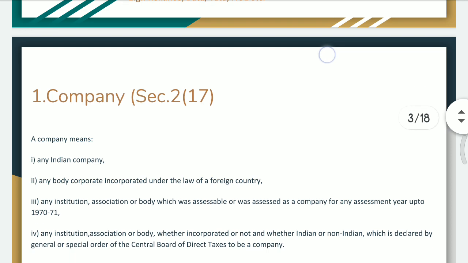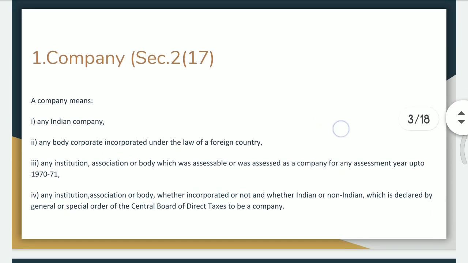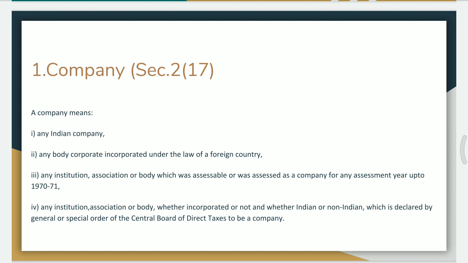Now, as per the Income Tax Act 1961, the definition of company is: any Indian company; any body corporate incorporated under the law of a foreign country, that is, a foreign company. Example: Amazon is an American company doing business all over the world, and it does business in India also. Any institution, association or body which was assessable or was assessed as a company for any assessment year up to 1970-71. Any institution, association or body, whether incorporated or not and whether Indian or non-Indian, which is declared by general or special order of the Central Board of Direct Taxes to be a company.